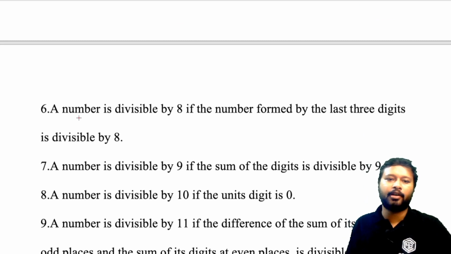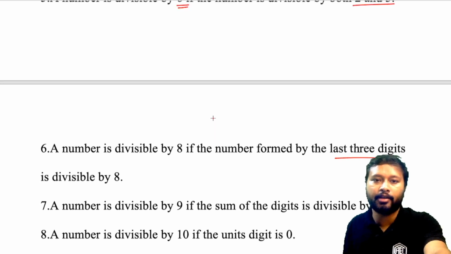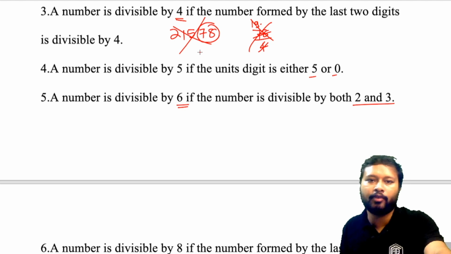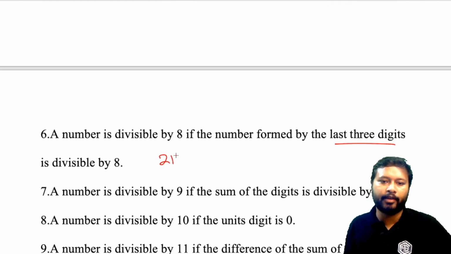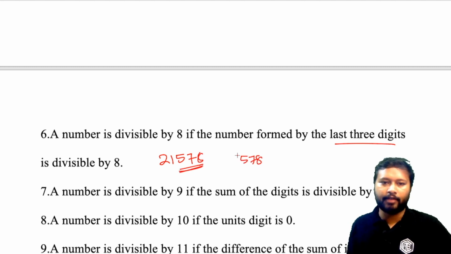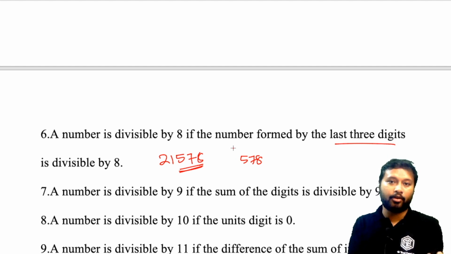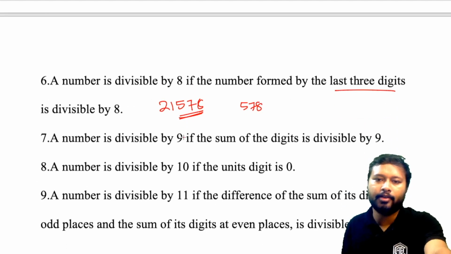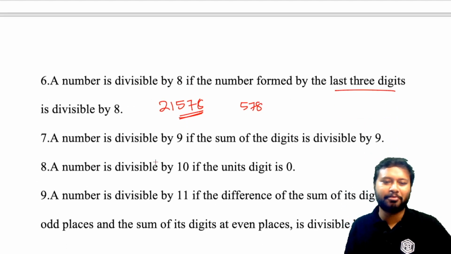Okay, next, if a number is divisible by 8 or not, you have to see the last 3 digits, whether they are divisible by 8 or not. So let's say this is the number 21578, you have to see the last 3 digits, 578. You have to now check whether it is divisible by 8 or not. If it is divisible, then the number will also be divisible. Okay, so do let me know in the comment section whether it is divisible or not.